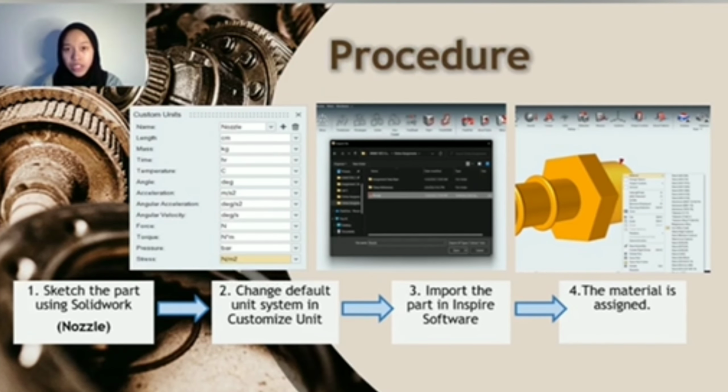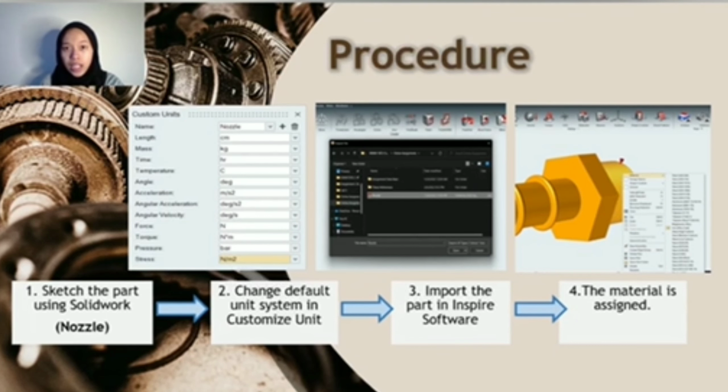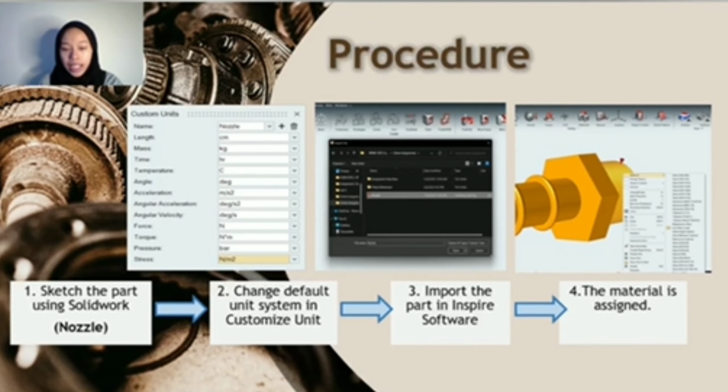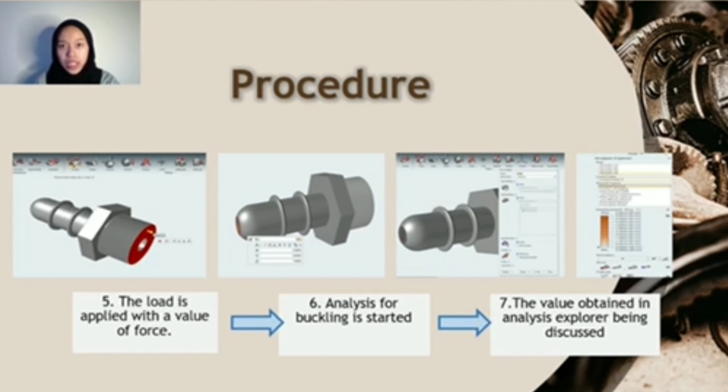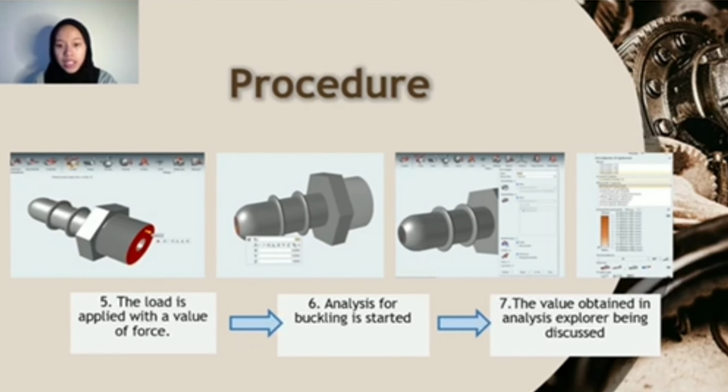In this simulation, we use 2 types of material. The first one is iron, alloy cast, and the second one is steel, AISI 304. Next, the load is applied with a value of force. The value of force used in this simulation is 500 and 1000 Newton. Next, analysis for buckling is started.